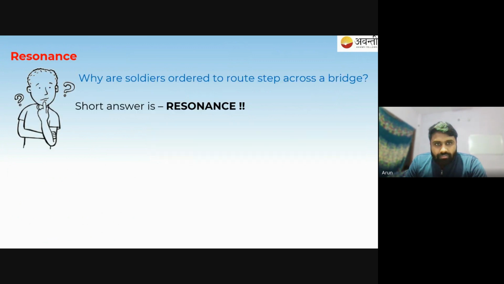So why are soldiers ordered to break step when crossing a bridge? That is because of resonance. If they march in step, as you have seen when they are marching, there may be a possibility that the frequency of the driving force applied by the soldiers' feet matches the natural frequency of the bridge, and the bridge may collapse. That is why they are ordered to break step.